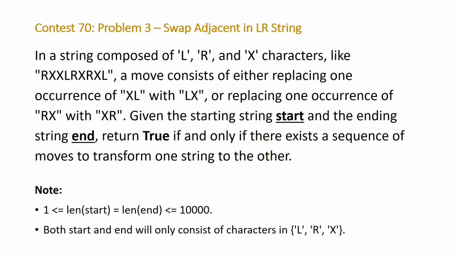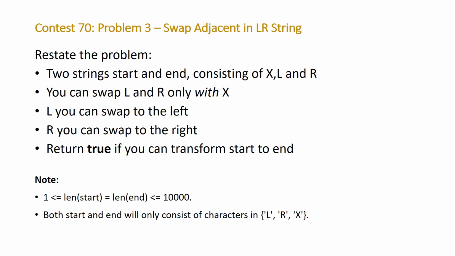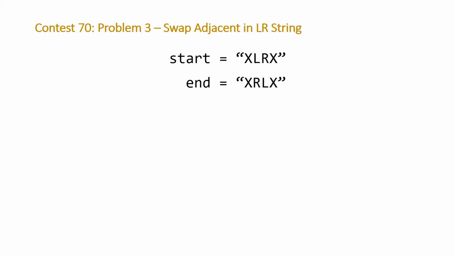So let's restate this problem. We have 2 strings, start and end, consisting of the characters X, L, and R. You can swap L and R only with X, not with each other. L you can swap to the left, R you can swap to the right, and the question asks us to return true if you can transform start to end. And note that the limits on the length of start and end are between 1 and 10,000.